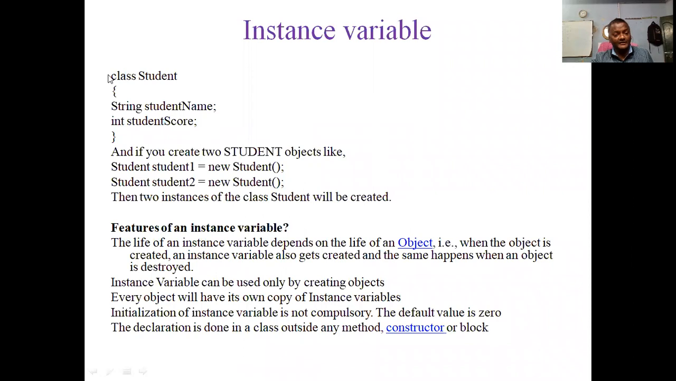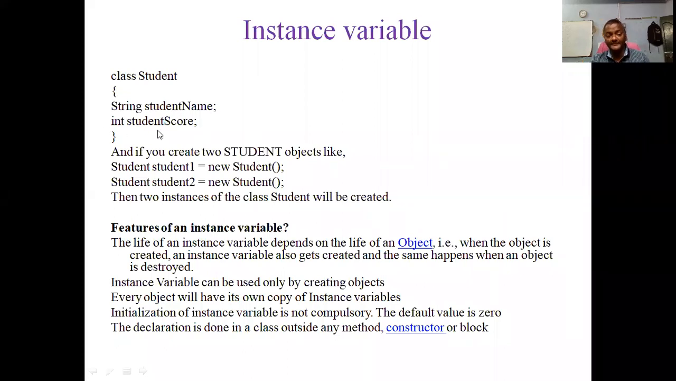Let us take a program. I'm explaining the instance variable. Suppose the class name is Student. So in the class section, I am specifying two variables. These two variables are instance variables. I'm explaining why they are instance variables. What is the data type? String. String stands for more than one character, that is called a string. So String is equal to student name. What is the data type here?